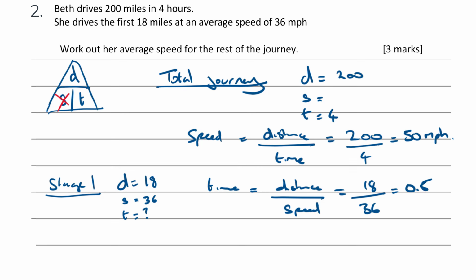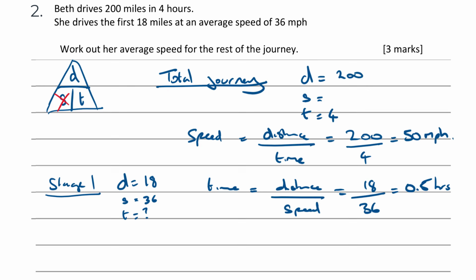So what's the units of that then? So this is time in hours then, isn't it? So 0.5 hours, that's half an hour or 30 minutes. Okay, I'm just going to leave it in hours for now. Okay, so then stage 2 of the journey, what do we know about this stage? Do we know anything about it?